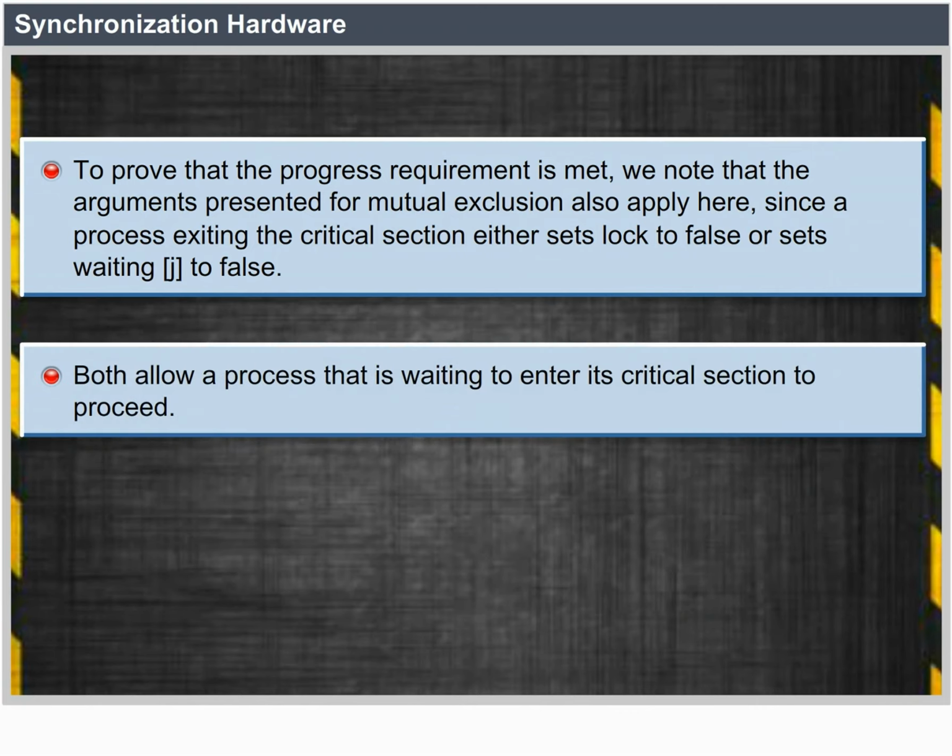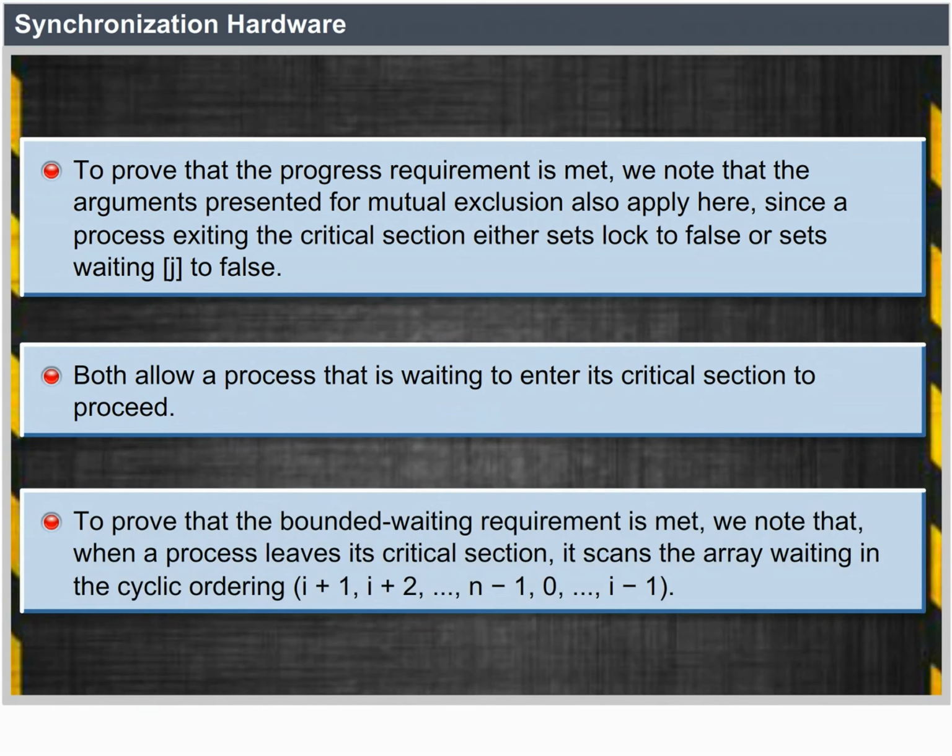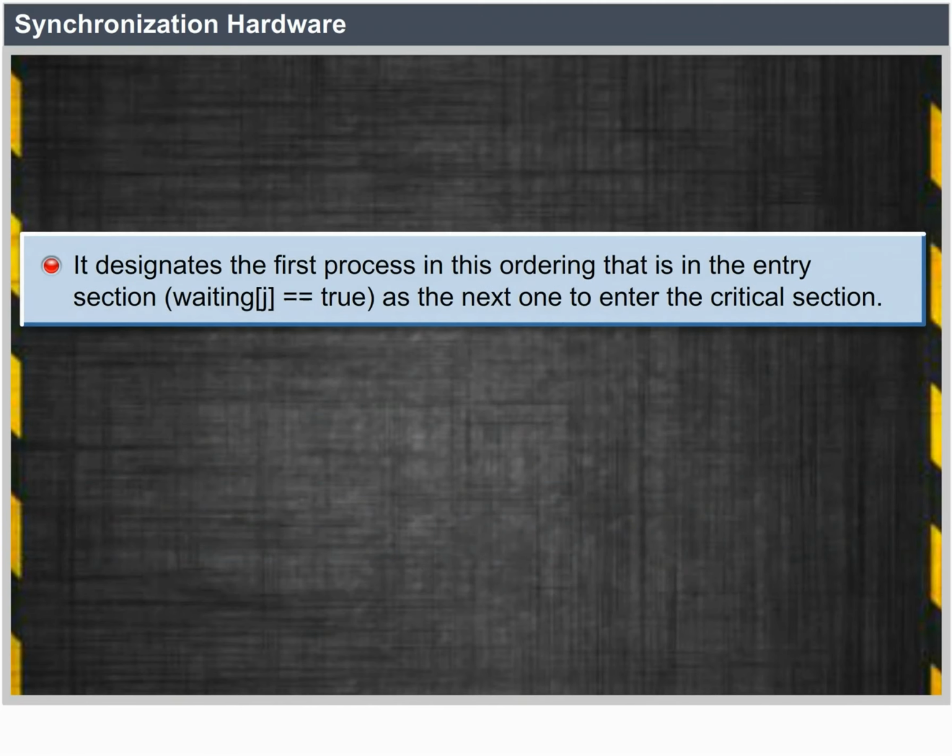To prove that the bounded waiting requirement is met, we note that when a process leaves its critical section, it scans the array waiting in the cyclic ordering (i+1, i+2, ..., n-1, 0, ..., i-1). It designates the first process in this ordering that is in the entry section (waiting[j] == true) as the next one to enter the critical section. Any process waiting to enter its critical section will thus do so within n-1 turns.